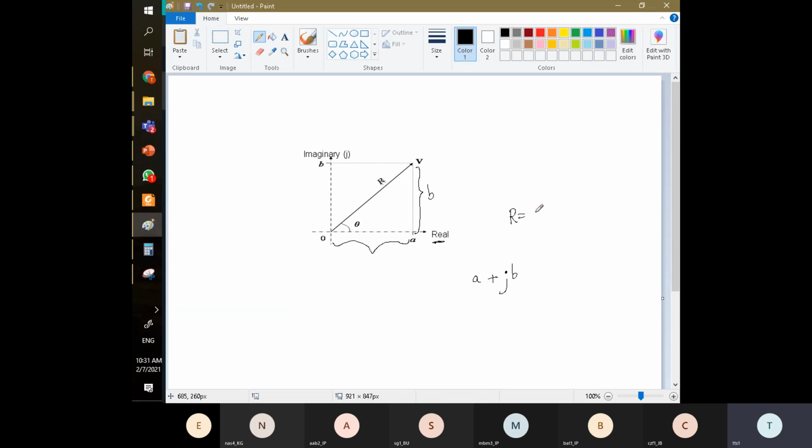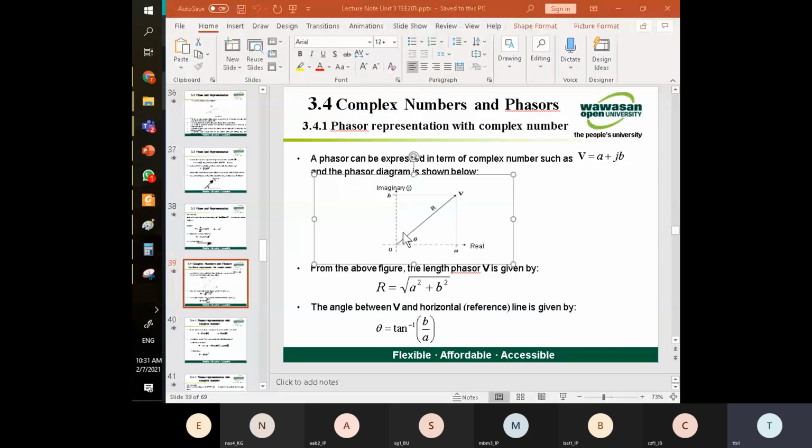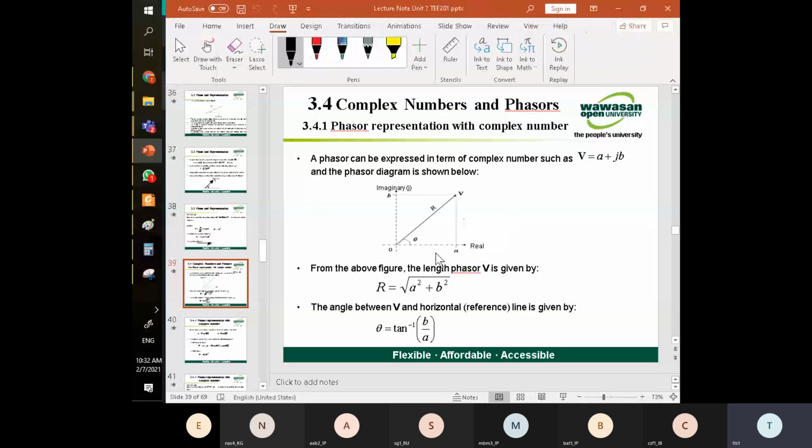You can use the Pythagorean theorem. r is equal to the square root of a squared plus b squared. You take the a squared and the b squared, and then you put in the square root. You can calculate this length r, because here's a 90 degree, right? And then of course you can calculate this angle using the inverse tangent of b over a, right?